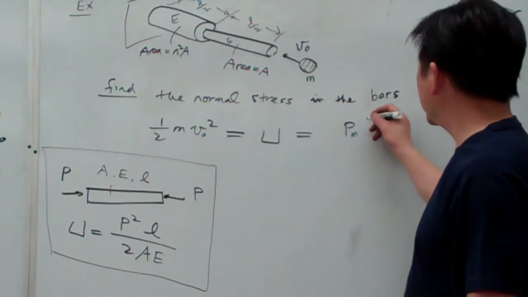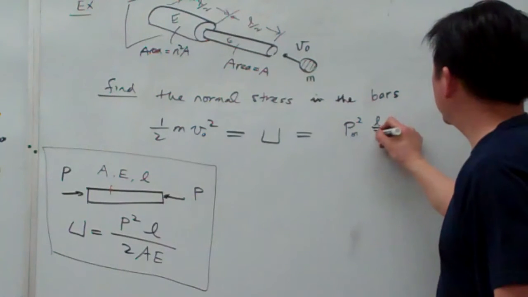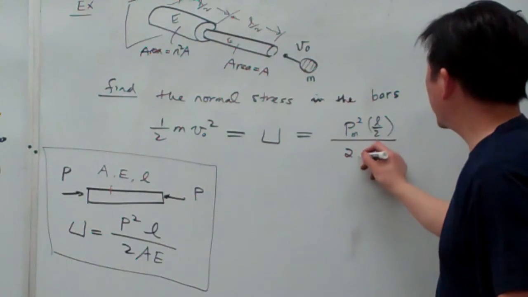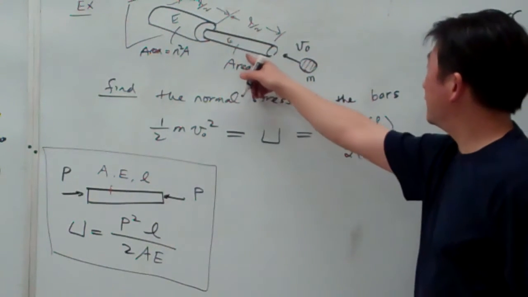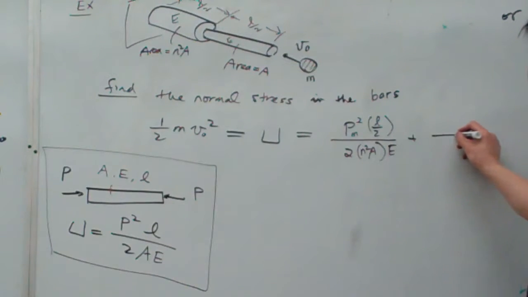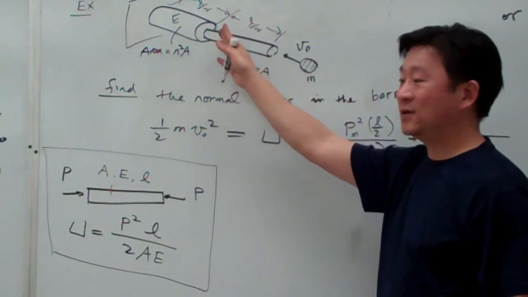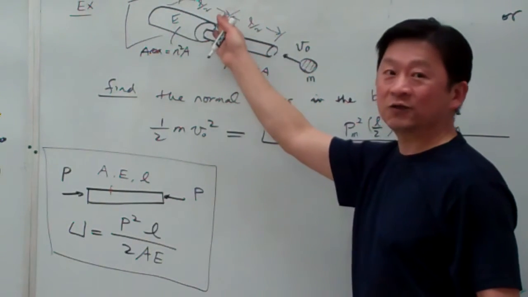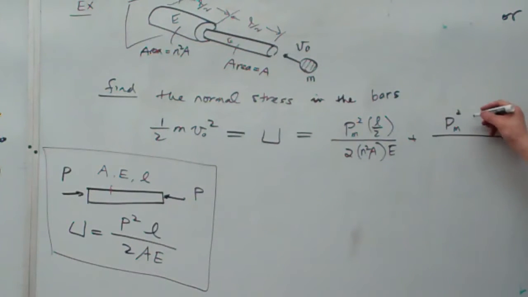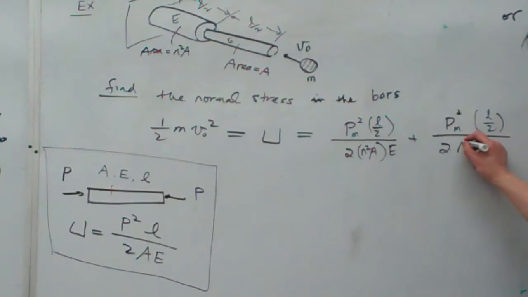Okay, so that one P squared, and for this case the length is L over 2 and the area is N squared A, E. And then for the right portion, that is the same impact loading. Why are they the same? Because it's propagated. And how to verify? You simply take the free body diagram on each cross section, and right away you will see it. Then this is L over 2, the area for this case is A and E.